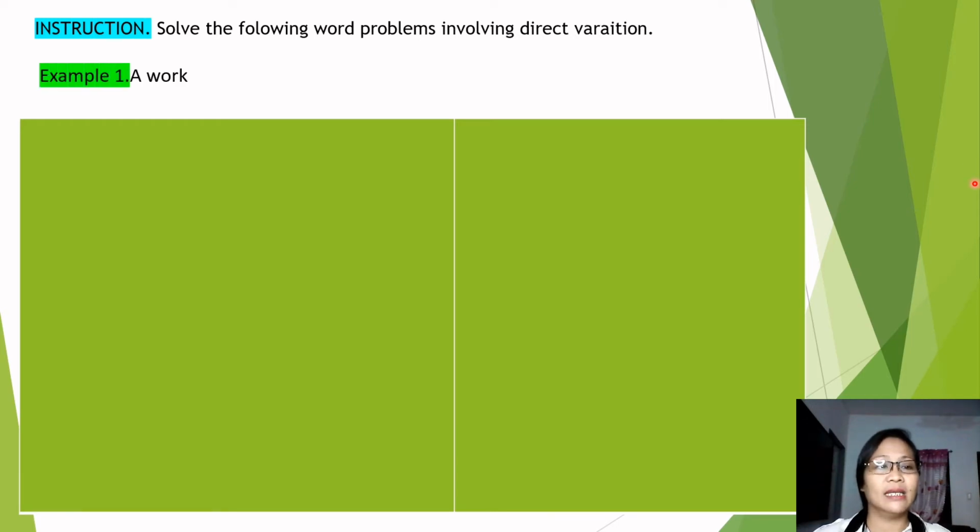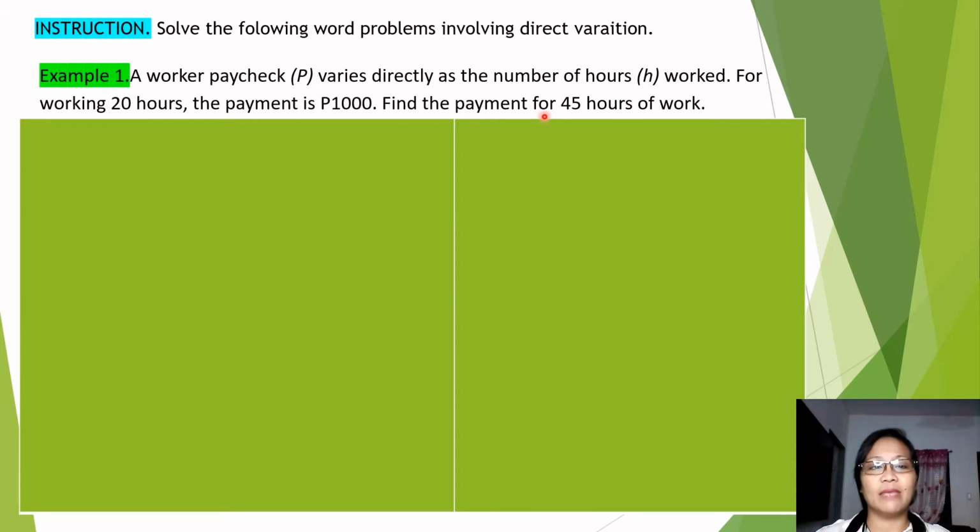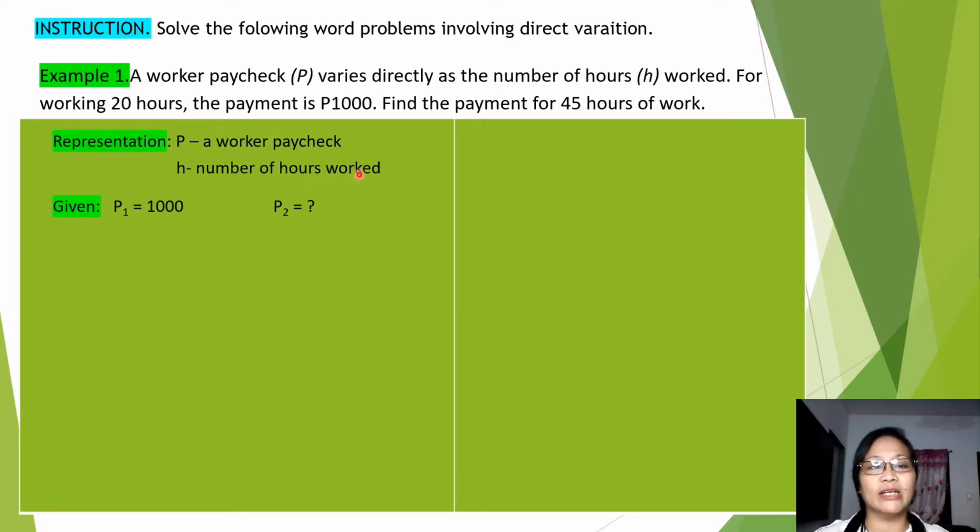Example number 1. A worker's paycheck P varies directly as the number of hours H worked. For working 20 hours, the payment is 1,000 pesos. Find the payment for 45 hours of work. First, we need to give the representation. P, worker's paycheck. H, number of hours worked. And of course, for our given, we have P1 is 1,000, P2 is the unknown, H1 is 20 hours, and H2 is equal to 45 hours.